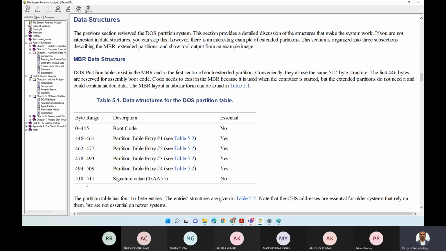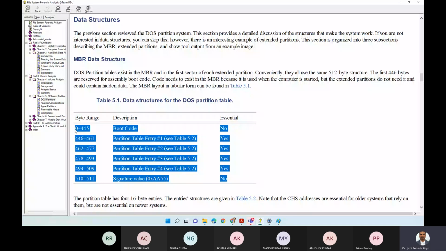Now, to maintain all these things, they have to be managed by data structures. So if we think of the MBR data structures, as we talked about, there will be 4 partition table entries. This is the complete data of the first sector.